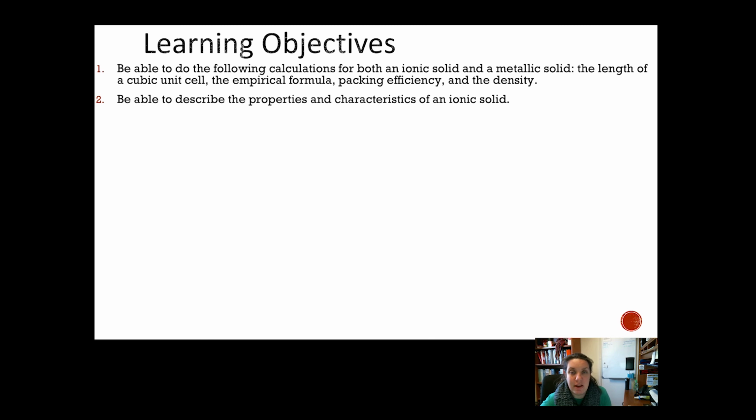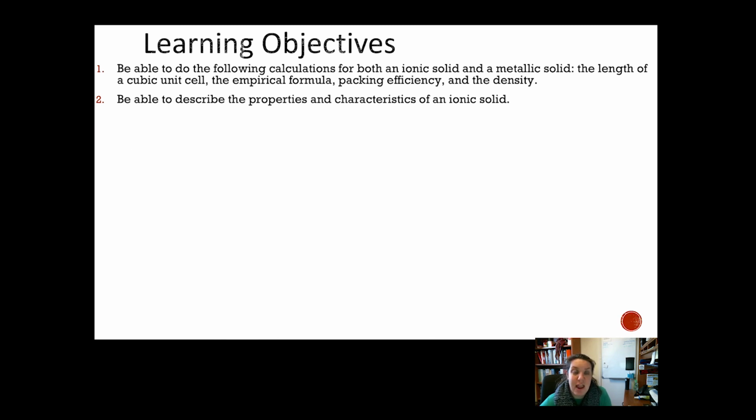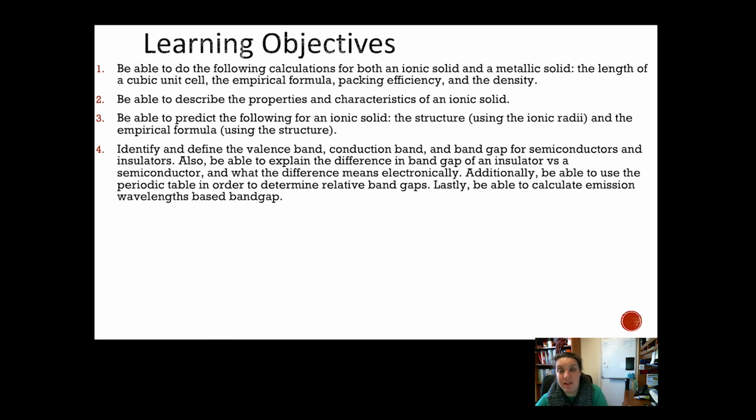We want to be able to take that ionic solid and describe its structure using its ionic radius and empirical formula. We're going to look back at valence bands, conduction bands, and band gaps. So band theory, we looked at it for metals. Now we're going to look at it for semiconductors and insulators. We also want to be able to explain the difference in band gap between an insulator and a semiconductor. And, of course, we looked at metal having no band gap. And what does that mean electronically for that substance?